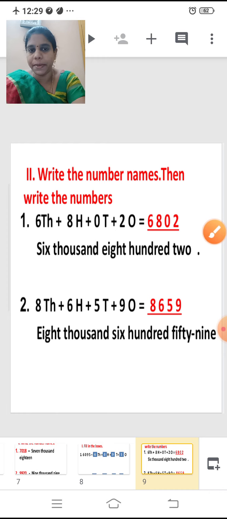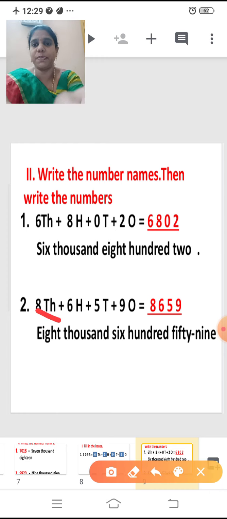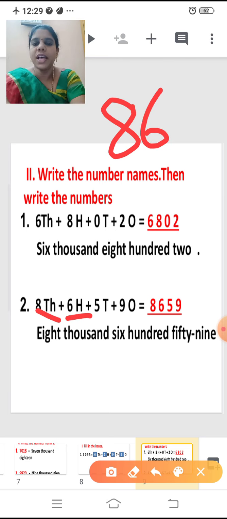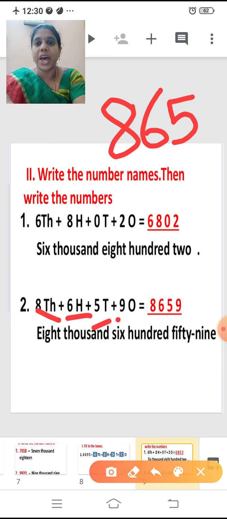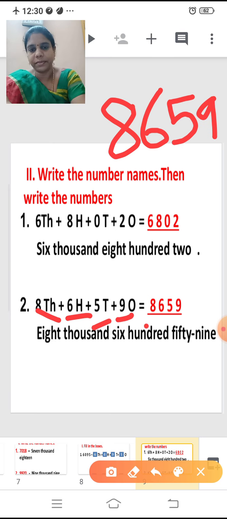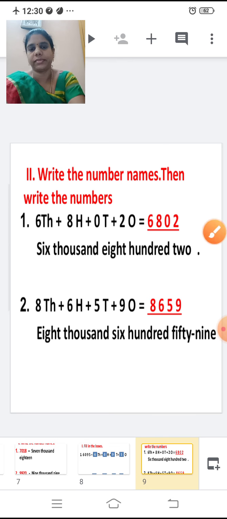8,659. Shall we write the number now? 8TH. That means 8,000. So 8 in the thousands place. 600. Right? So 6 in the hundreds place. And 5 tens. So 5 in the tens place. And 9 ones. So 9 in the ones place. So the number is 8,659. Number name is 8,659.